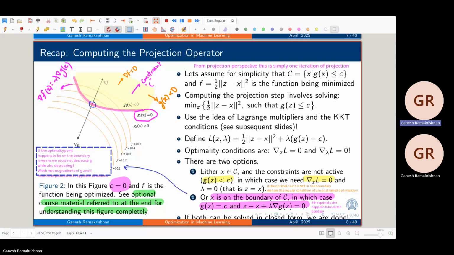Now, is this a fair summary of what we have written on the slide? Okay, what we are saying is, if g1(x star), sorry, let's take this.